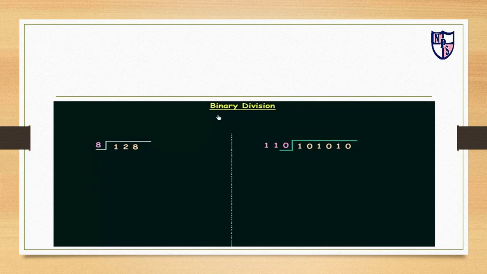Here we have again the video. You have to watch this video carefully to understand binary division. Binary division. We want to divide 101010 by 110, and before this binary division we will first revise division of decimal numbers. We want to divide 128 by 8, so this 128 is our dividend and this 8 is our divisor.